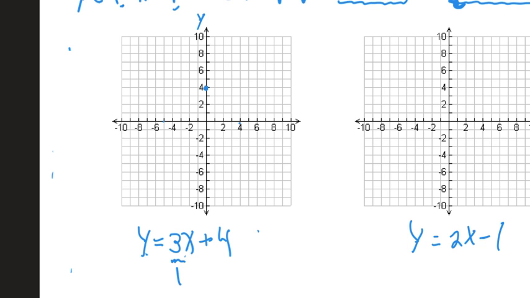This is the y-axis. This is the x-axis. This is the coordinate plane, the Cartesian plane. This is quadrant 1. It's a fourth of it. It's all the positives. The x is a positive over here. And the y is a positive over here because we're positive over and positive up. Okay?